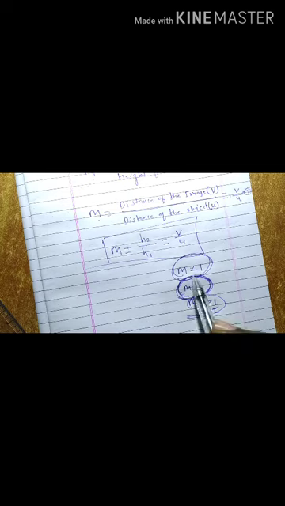If m is less than 1, the size of the image will be smaller as compared to the object. If m is equal to 1, then the size of the object and the size of the image will be the same. If m is greater than 1, a magnified image will be formed. It means the size of the image will be larger than the object size.